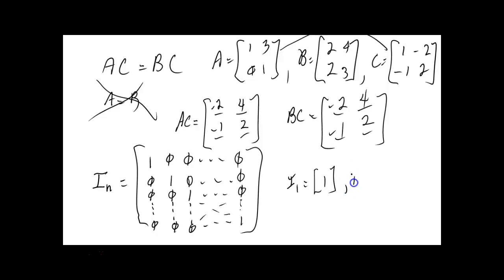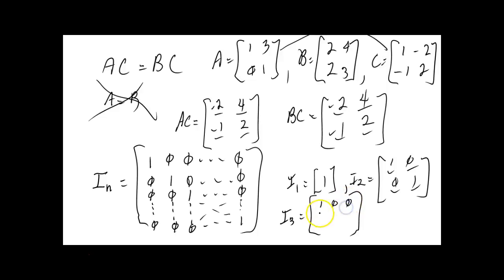How about I2? It's going to be a 2 by 2. And what are those four elements going to be? 1, 0, 0, 1. You got it. What would I3 be? 3 by 3. What would the elements be? 1, 0, 0, 0, 1, 0, 0, 0, 1. You got it. I sub anything has 1s on the main diagonal, it has to be square, and everything else is 0. Good deal.